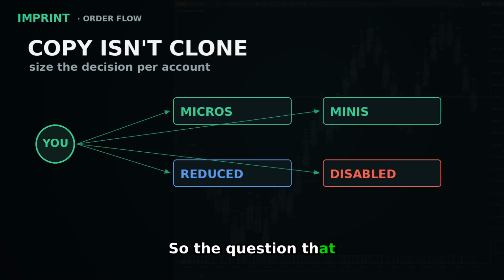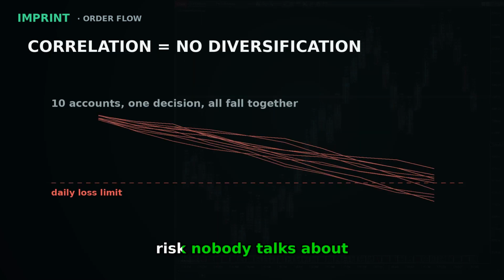So the question that matters is, what happens when the decision being copied is wrong? That's where the correlation trap begins. This is the hidden risk nobody talks about enough. When you copy one trade across 10 accounts, those accounts are no longer independent. They're perfectly correlated. Same trade, same time, same reason, same directional exposure.